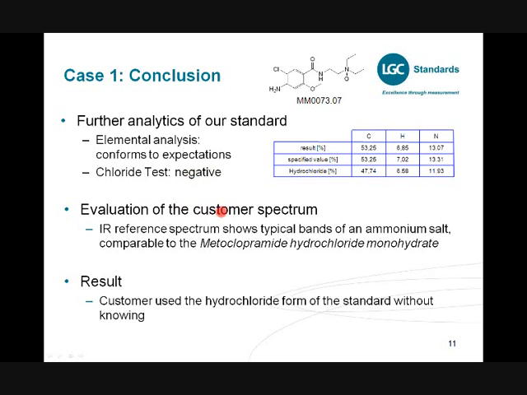We evaluated then once again the customer spectrum as well, and what we saw and what we missed in our spectrum were typical bands of an ammonium salt that were shown in the one from the customer. And an ammonium salt that is forming, of course, when you have a hydrochloride salt at hand. So the spectrum that the customer provided to us showed these ammonium salt bands, very much comparable to what you can see also when you have the API as a hydrochloride at hand.